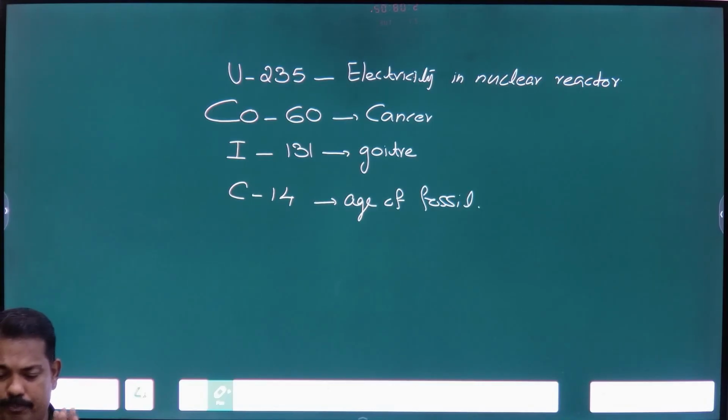Next, an isotope of uranium 235 is used as a fuel for the production of electricity in nuclear reactors.